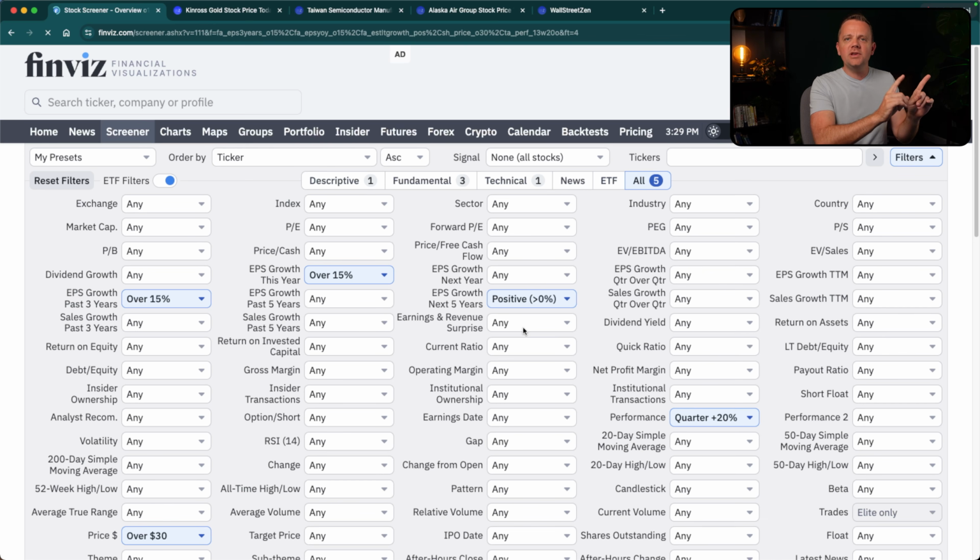Now, think about what we just did here. We answered, has it grown? Is it growing? Will it keep growing? With these 3 simple filters, we've just eliminated every stock where the price action is built on hype rather than real demonstrable earnings power that Wall Street expects to continue.